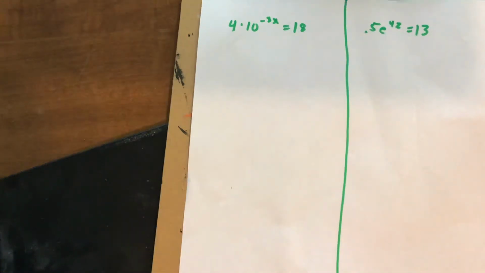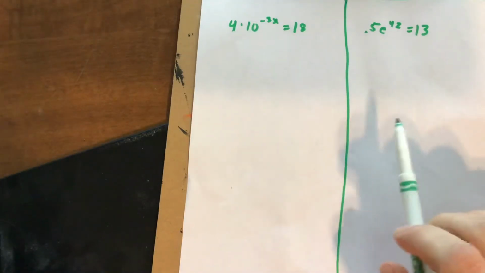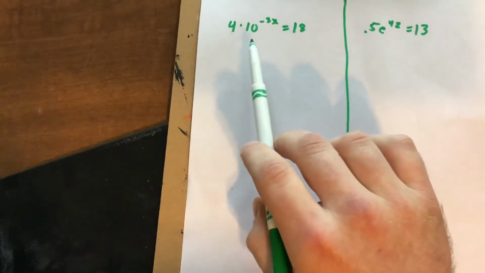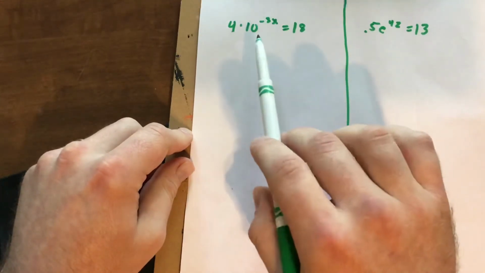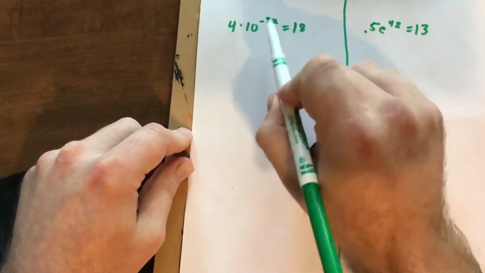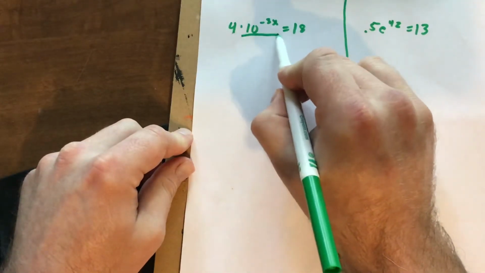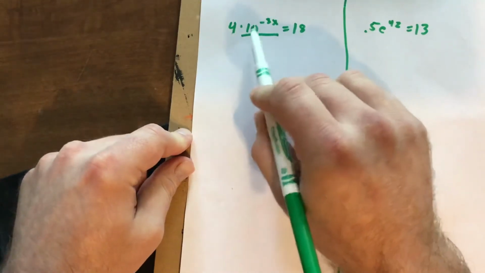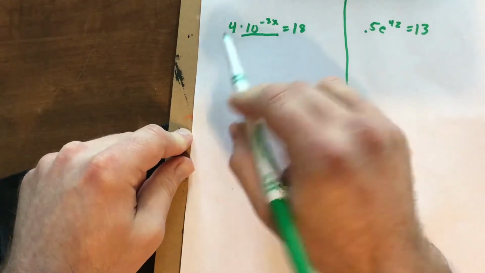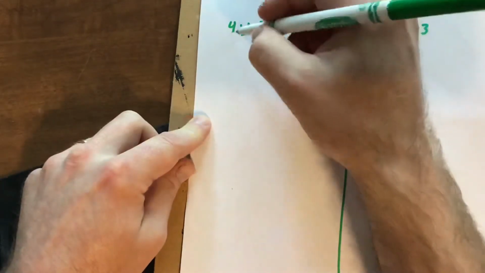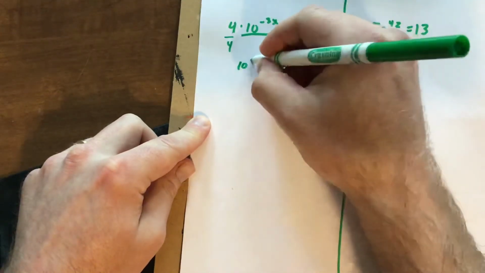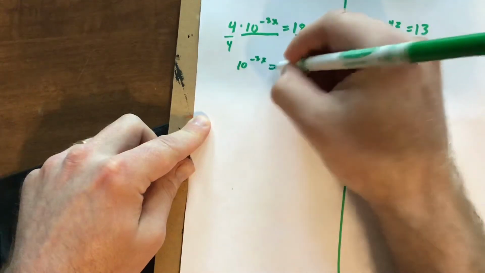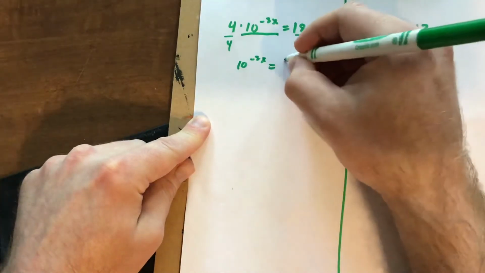All right, so in this video, we're going to take a look at how we can use our logarithms to help us solve exponential equations. So the first one here, I've got 10 to a certain power, so that makes it an exponential equation. What we want to do is try to isolate this part right here. First we need to get rid of the times 4. The opposite of timesing by 4 is dividing by 4, so we'll divide by 4. So I've got 10 to the negative 3x equals 18 over 4, which reduces to 9 over 2.